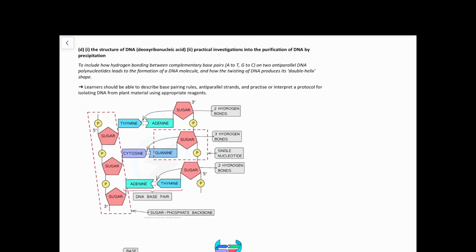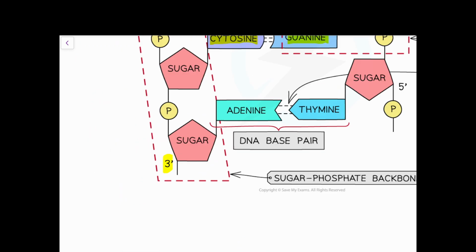If we look now at the structure of a nucleic acid, so we've got DNA, it's important for us to know how they pair together. Thymine and adenine are always paired together with 2 hydrogen bonds. Cytosine and guanine are always paired together with 3 hydrogen bonds. So A and T is 2, C and G is 3. A good keyword to be using here is complementary base pairs. So A and T and C and G are complementary base pairs. The next thing we can see here is to do with it being anti-parallel.